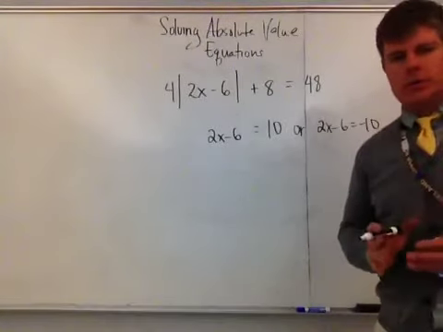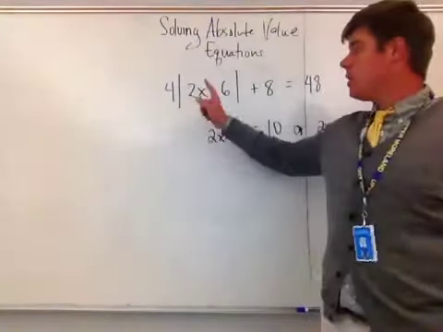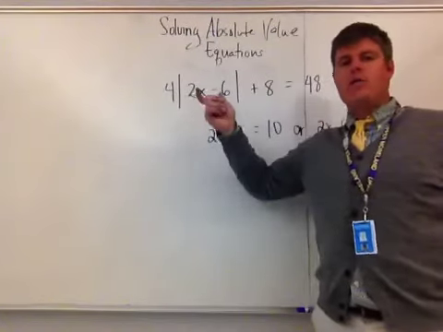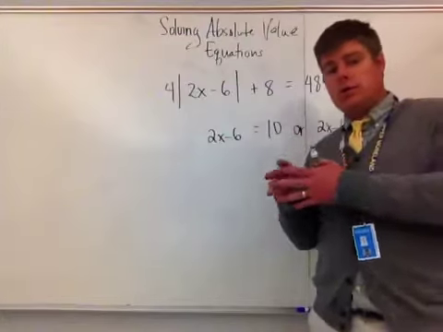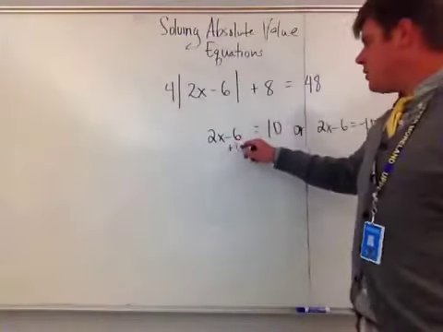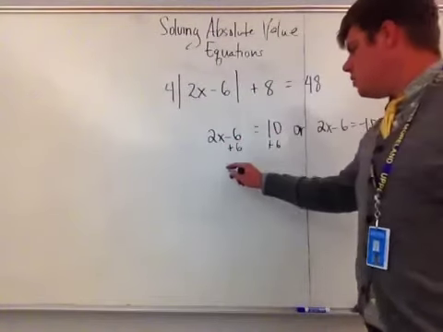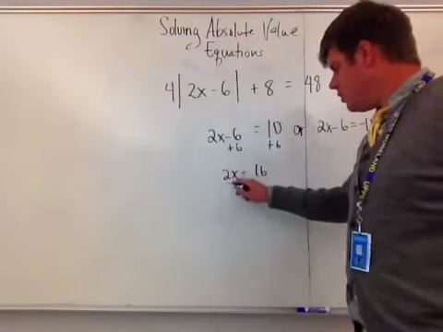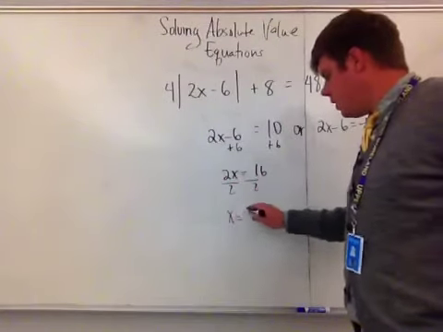You've got no choice at this point, because we've just talked about 4 times 10 plus 8 would give me 48. So this absolute value must be negative 10 or it must be positive 10, because those are the ones that are 10 units away from 0. So I'm just going to go ahead and solve this. Add 6 to both sides, you get 2x equals 16. Divide by 2, you get x equals 8.